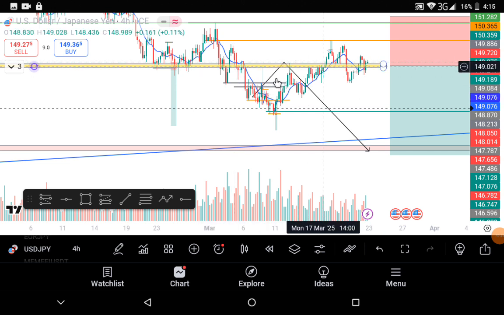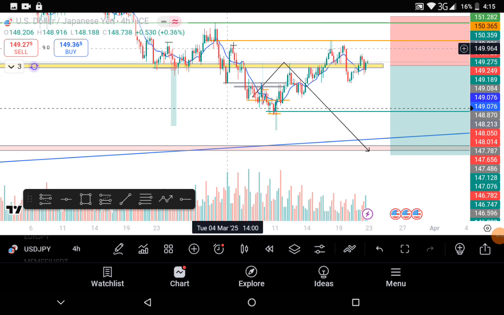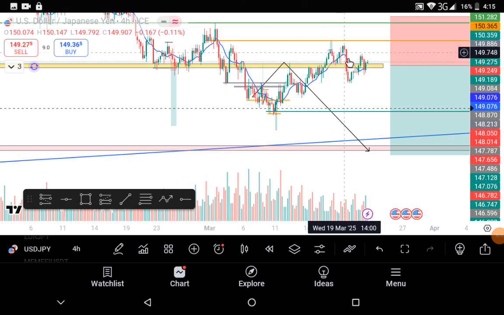What we are looking at right now is for price to break below here. Then we're going for a sell all the way here. For price to break below here, then we're going for a sell all the way here.